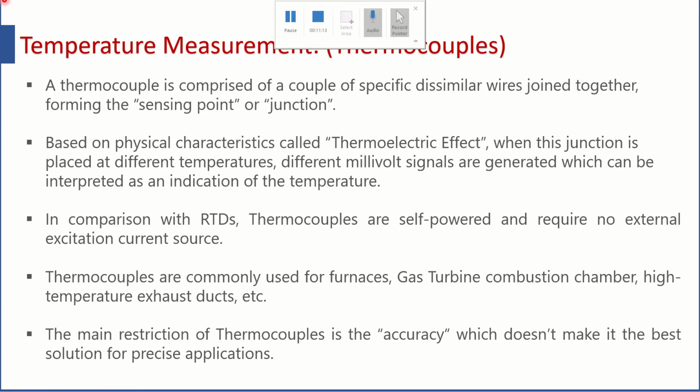And finally you have thermocouple. Whenever you have got very high temperature measurement application, thermocouples are inevitable. A thermocouple is a device which is comprised of a couple of specific dissimilar metallic wires joined together. So you have two wires of different metals. They are specific metals, and you cannot take anything and build up your thermocouple. It is not possible. So when they are joined together, they form the sensing point or the junction.